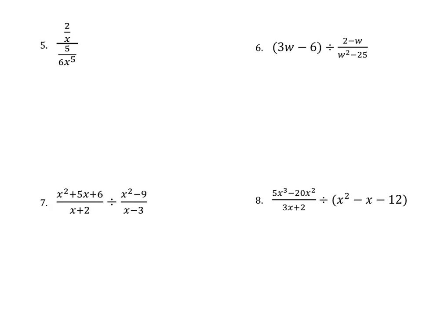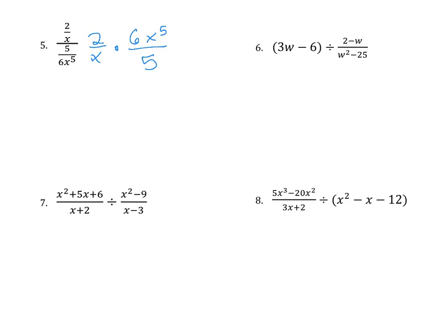Okay, so let's talk about dividing rational expressions. If we look at our first example here, it's listed as number 5. I have 2 over x divided by 5 over 6x to the 5th. Now, when I am dividing rational expressions, I take the first rational expression and I write it as it is. And I take the second rational function, or expression, and I flip it. And then after I'm done flipping it, I then multiply.